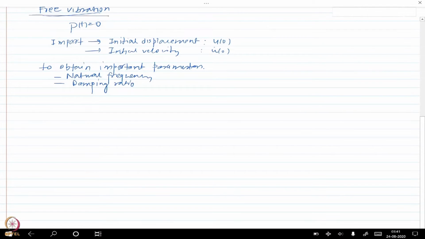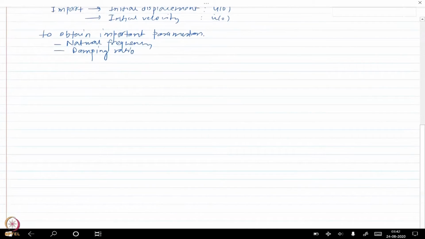So it becomes very imperative that we obtain the analytical solution for the free vibration of a system. The first thing that we are going to do in this chapter is undamped free vibration, and then we are going to discuss the damped free vibration. So first, we are going to discuss undamped free vibration. Remember, this is a free vibration and this is undamped.